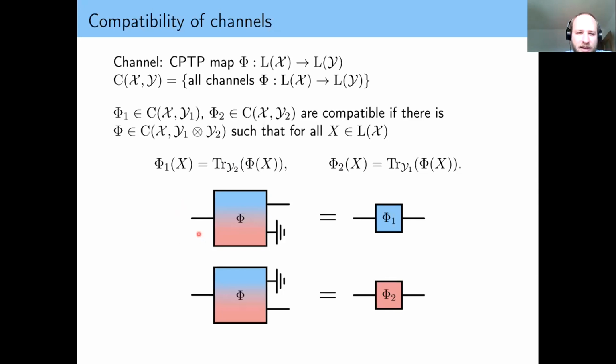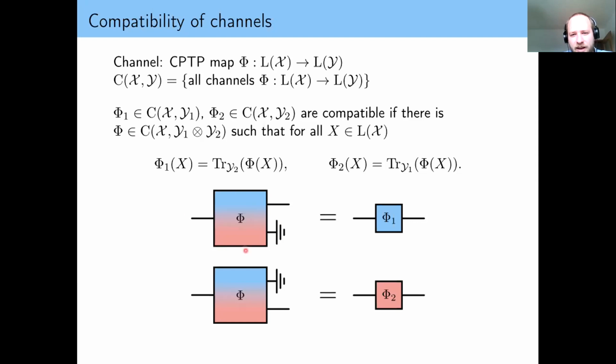And please note that in these diagrams, the time goes from left to right. So I think that's the two main things, like either from left to right or from bottom to top. So this is from left to right. And so this is the big channel phi, and it has one input. This is the Hilbert space X, and it has two outputs. This is the Y1 and Y2. And here, this symbol is the partial trace.